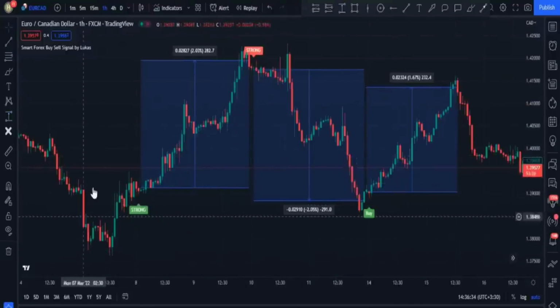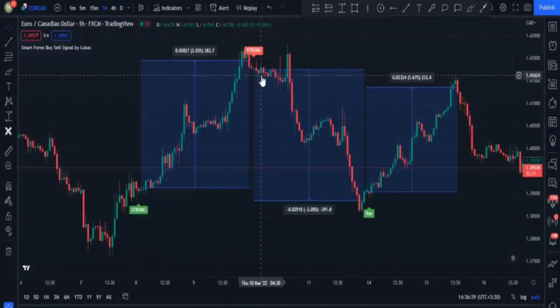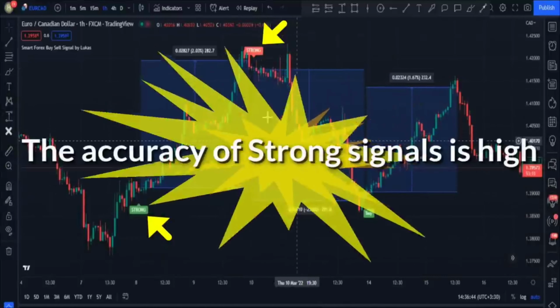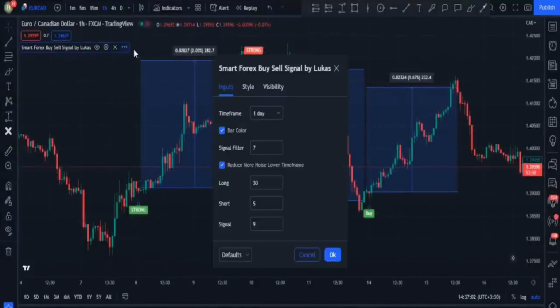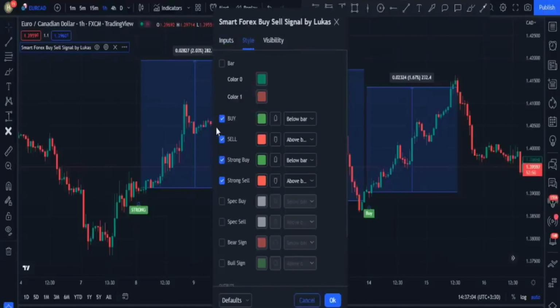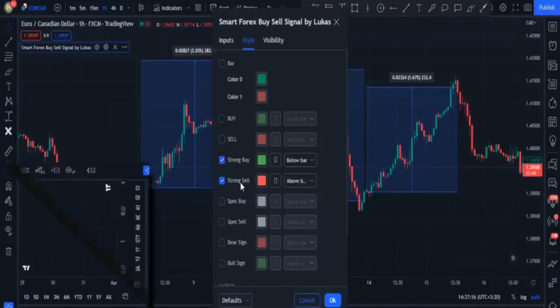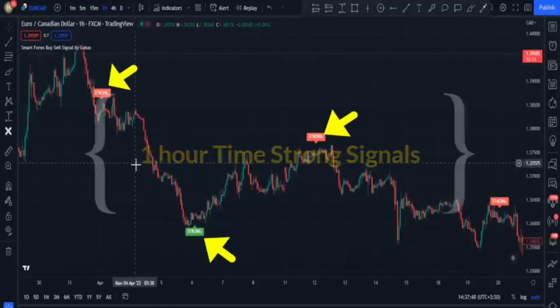I suggest that if you want to use this indicator for trading, it is better to enter trades only with strong signals because these strong signals are way more accurate. We could get back to settings, and in the style tab, we should disable the buy and sell options and only leave the strong buy and sell options checked. Let me show you some more examples in the 1 hour time frame with the strong signals.